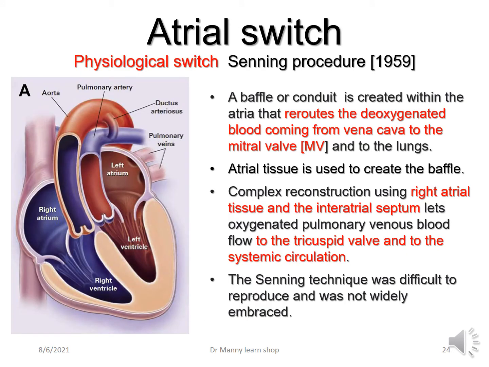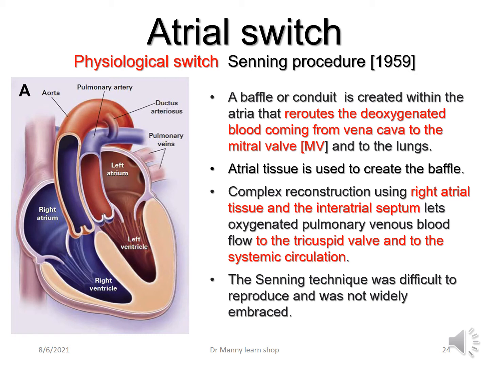In the atrial switch, the physiological switch, first performed in 1959, a baffle or a conduit is created within the atria that reroutes the deoxygenated blood coming from the vena cava, superior and inferior, to the mitral valve, and then subsequently to the lungs. The atrial tissue is actually used to create the baffle, so it's quite invasive surgery, and can often result in heart blocks because of damage to the SA node, sinoatrial node, and sometimes even the AV node, the atrioventricular node.